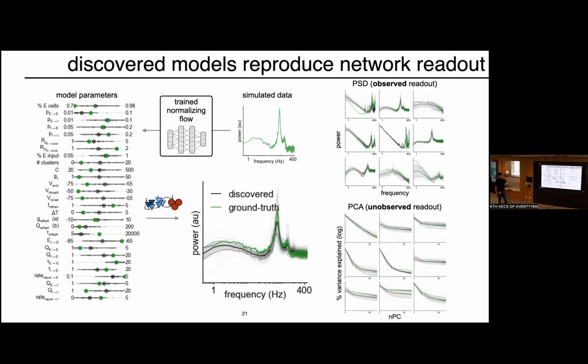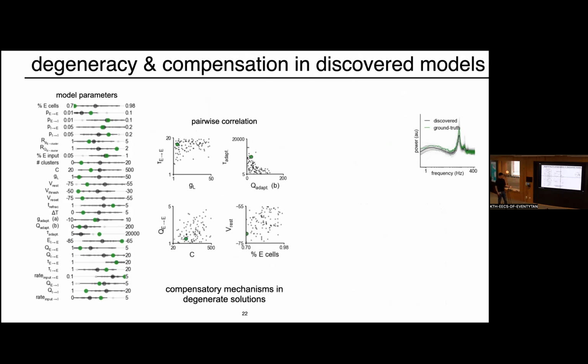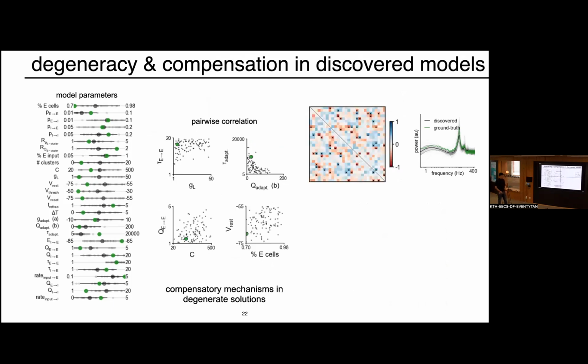And the nice thing is that it also reproduces other features of the recording that you didn't tell the neural network to be trained on, right? So the network automatically produces stuff where the PCA is correlated with the temporal dynamic, so it's not super surprising, but it's still nice to see. And then you can analyze the distribution of models that you got out, and you can look at correlations between different parameters. So I'm going to skip this because, yeah, right on time.